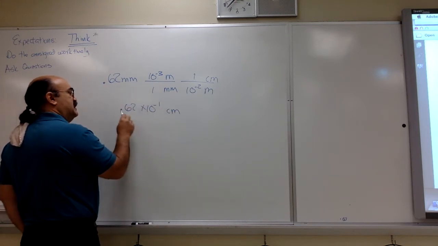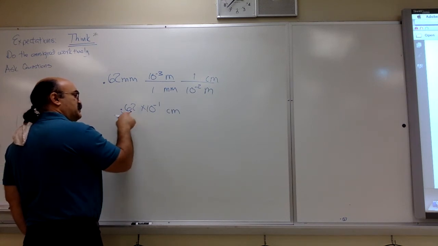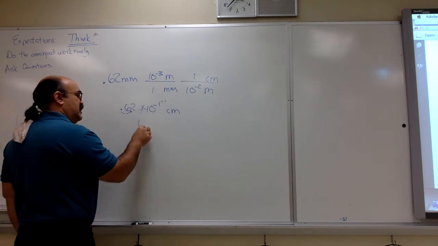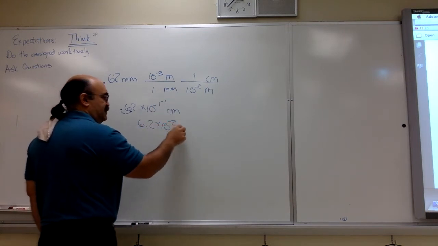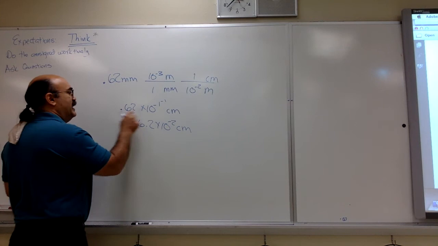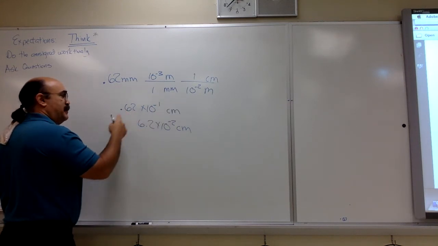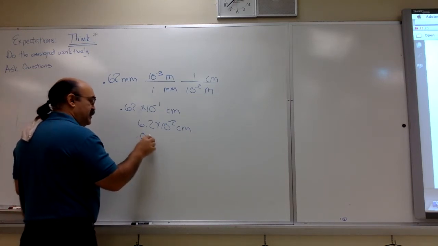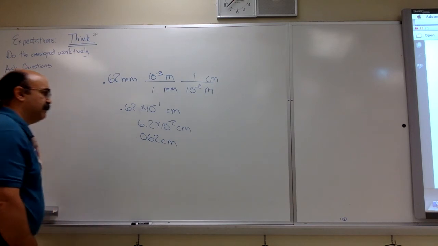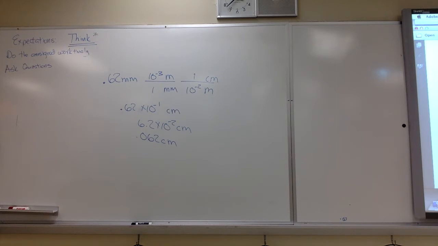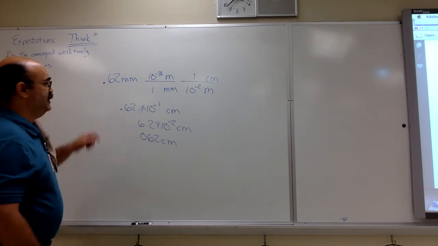To get this in correct scientific notation, I'm going to go this way, which means I have to subtract 1 here. This becomes 6.2 times 10 to the negative 2 centimeters. Or, if I simply want to write this number as a number, this just means move the decimal point 1 more place to the left, so I could get 0.062 centimeters. Either one of those is the correct answer. Didn't ask for you or tell you that you had to write it in scientific notation. So we have this.